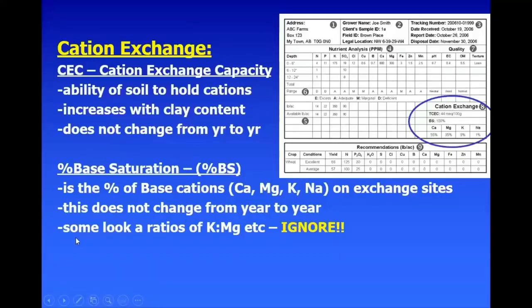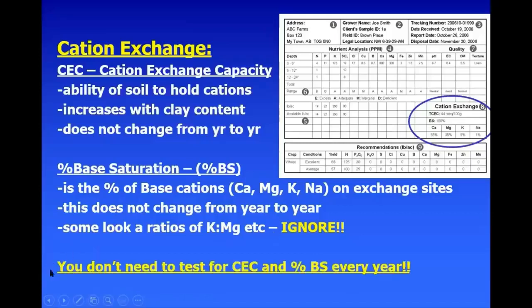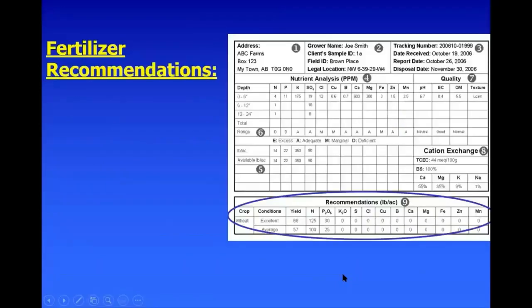And some labs will actually give you ratios, for example, the ratio of potassium to magnesium. For Western Canada, I say ignore those values. They are absolutely meaningless. Some agronomists will use them to make recommendations, and in my opinion, that's a very, very flawed way of making recommendations to farmers. And I'm always very concerned when I hear agronomists doing that for farmers in Western Canada. Something that I definitely would not recommend. So as a bottom line, it's not necessary to test for cation exchange capacity or base saturation every year. It's not something that's going to change as long as you're going back to the same location in your field.